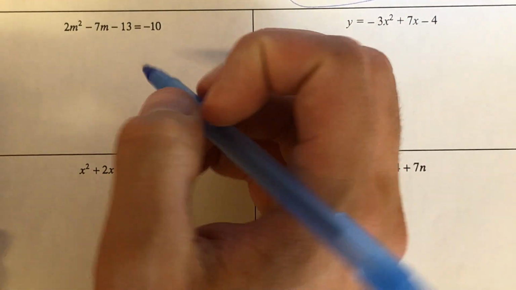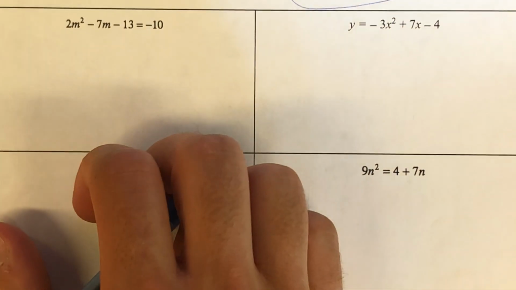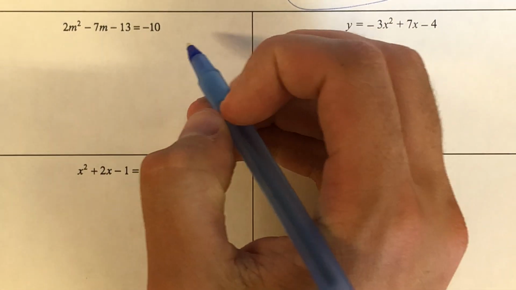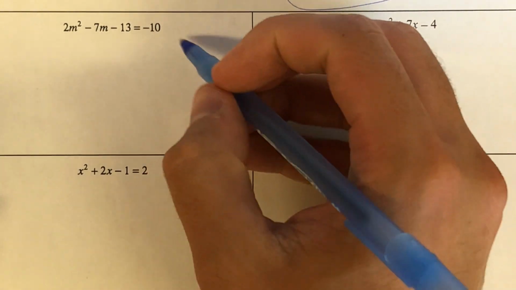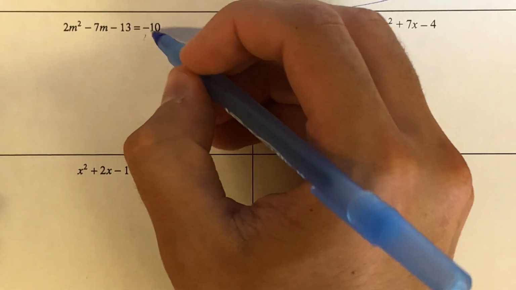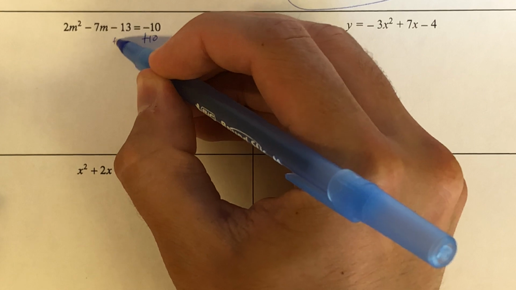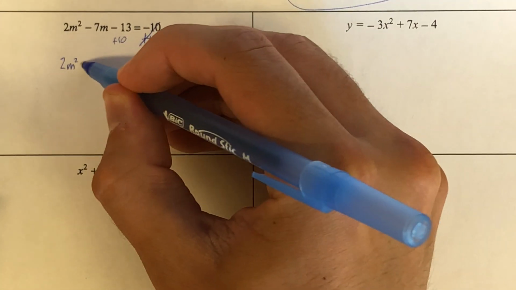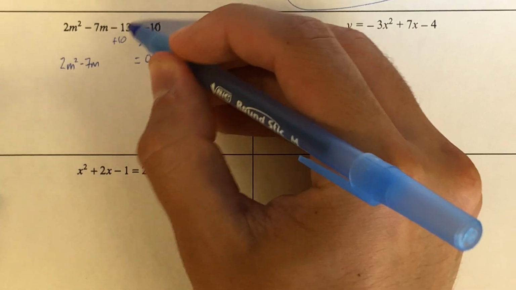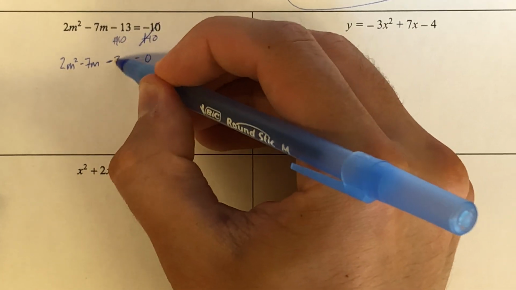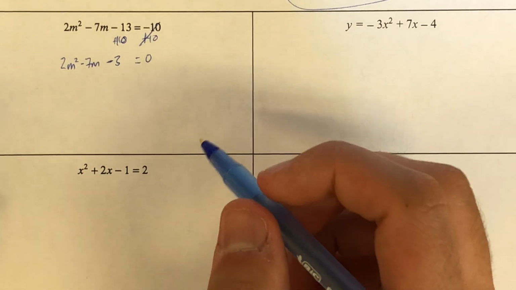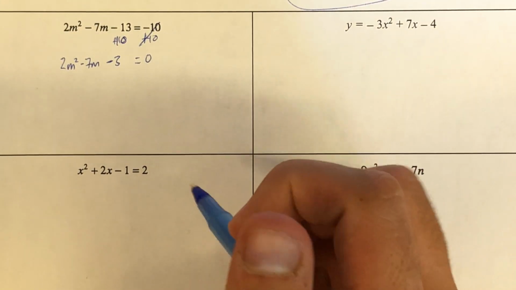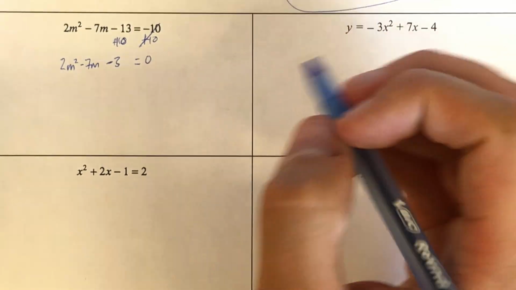So make sure it is set equal to 0 first. So let's add 10 to both sides. So when we add 10 to both sides, we get 0 on the right. And here we've got negative 3. Now, it's all set up evenly, nicely for us. So, let's use the quadratic formula.